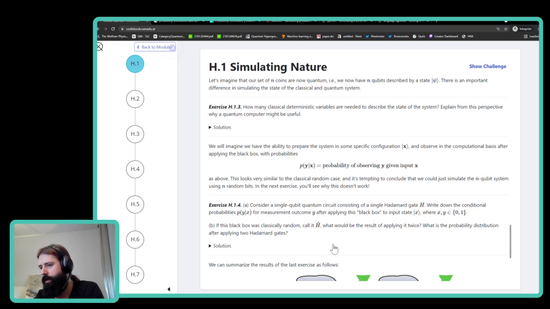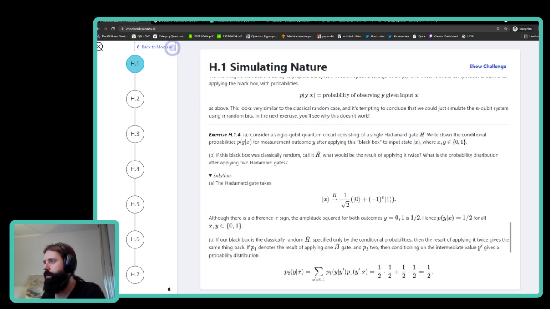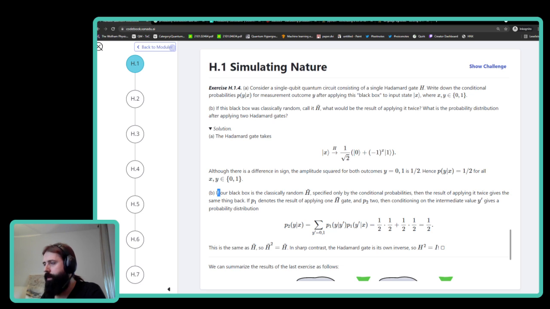While in the quantum case, once you've applied the Hadamard gate, you stay in a state that is in superposition. And if you apply the same gate again, you go back to the original state because it's a reversible gate, it applies linearly to the different components, and things cancel out because of the interference, which I'm assuming is explained in the previous modules. So if your black box is classical, then applying it twice gives the same distribution back.